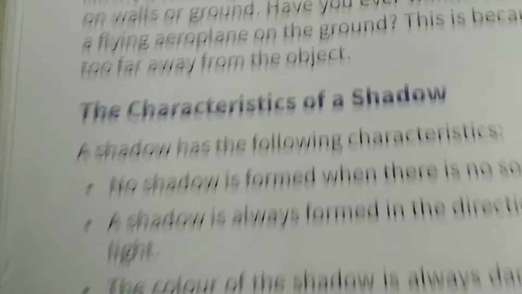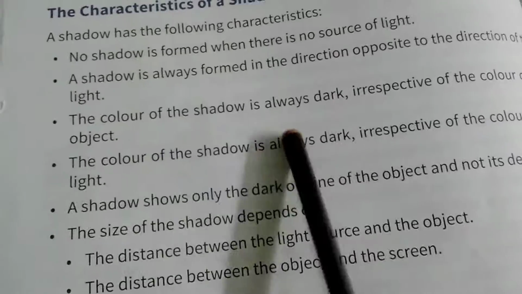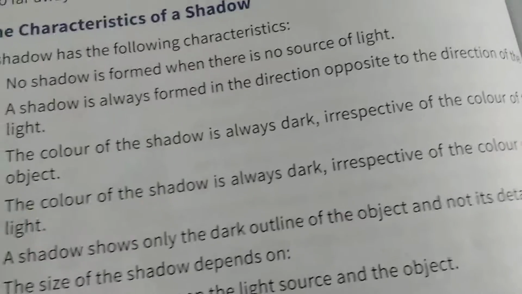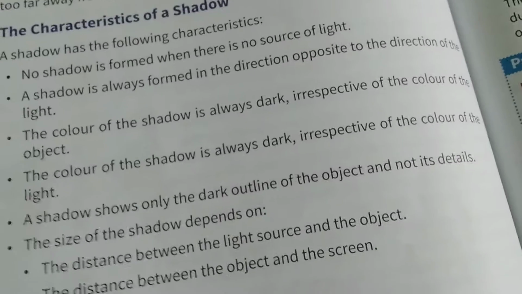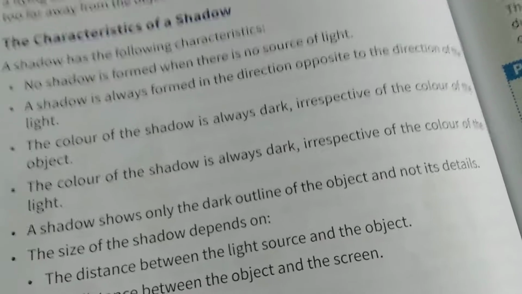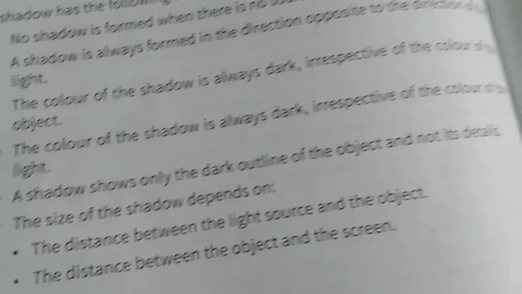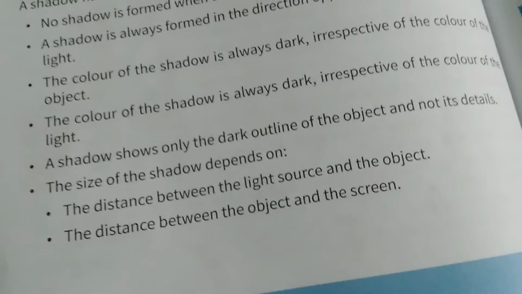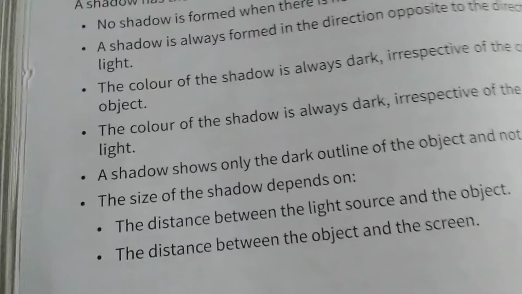Now I'm telling you the characteristics of a shadow. A shadow has the following characteristics. No shadow is formed when there is no source of light. A shadow is always formed in the direction opposite to the direction of the light. The color of the shadow is always dark, irrespective of the color of the object. A shadow shows only the dark outline of the object and not its details. We can't see any face when it forms a shadow. We can see only the outline, isn't it?